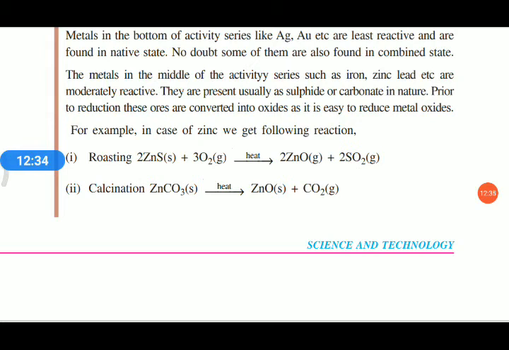We get zinc in the form of carbonate ore. We do the calcination. That means we heat in the absence of air. ZnCO3, zinc carbonate, when heated, gives ZnO plus CO2. Carbon dioxide is a gas. Then we get ZnO, zinc oxide. In roasting and calcination, in both processes, we get the oxide of the metal, zinc oxide.